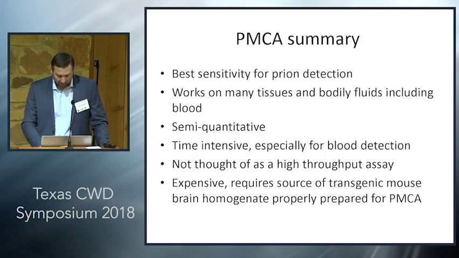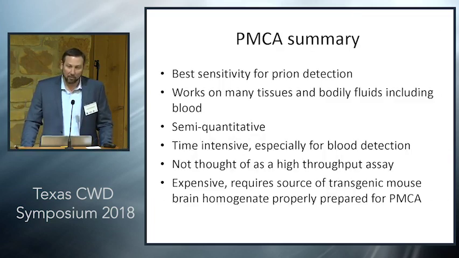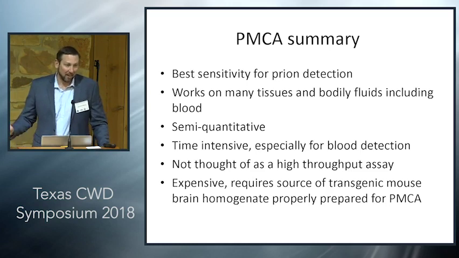I'm going to show you some data that we've done with RT-QuIC that is on GS animals and some of the resistant genotypes. So the essential summary for PMCA, if one were to use this as an antemortem test, is that it has the best sensitivity for prion detection, hands down. If you want to know if a sample is positive or not, this is the test to use if you want the best sensitivity. It works on almost anything. I've never seen something that you can't find positive using PMCA.